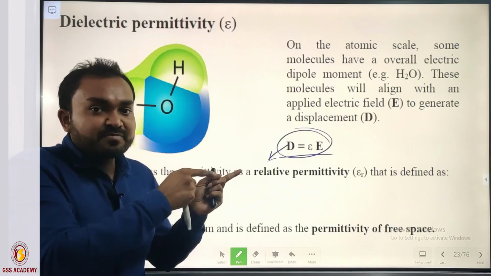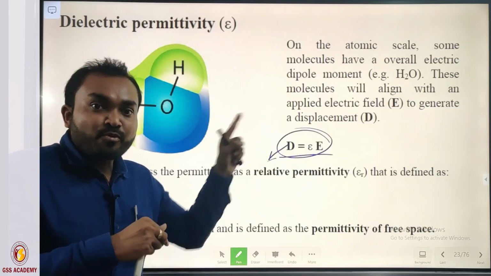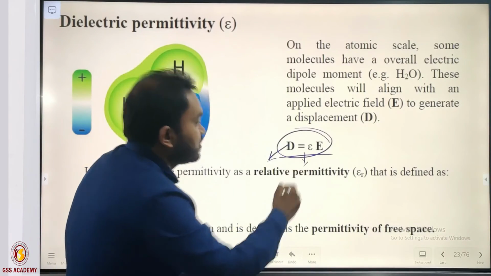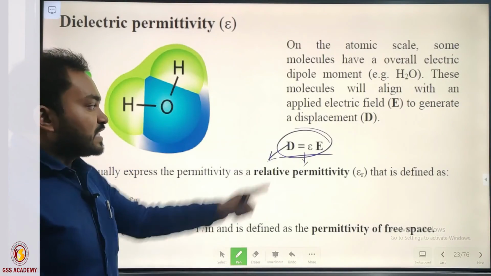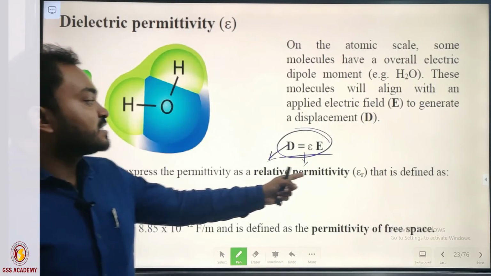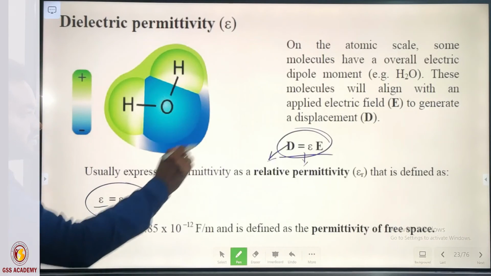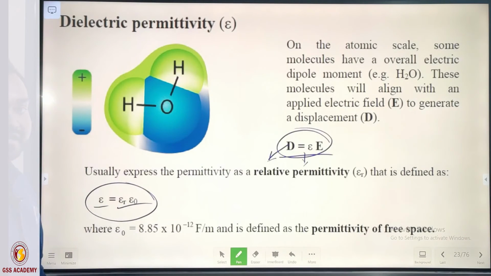So that displacement is proportional to your applied electric field, and this proportionality constant is your relative permittivity. So that is your relative permittivity basically. We usually express the permittivity as relative permittivity, which is defined as epsilon is equal to epsilon r into epsilon naught.